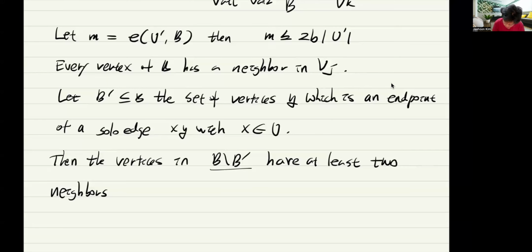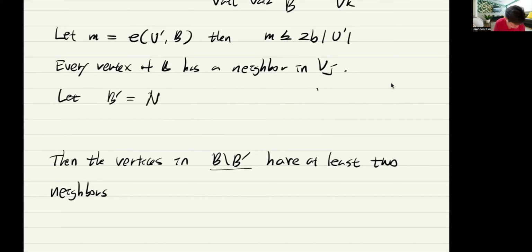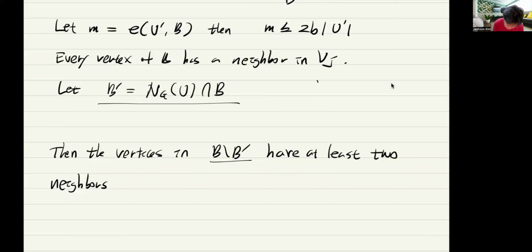Okay, let's change the definition of this B prime a bit. So instead of that, let's take B prime to be the neighborhood of U in B. Okay, let's go. Then what?